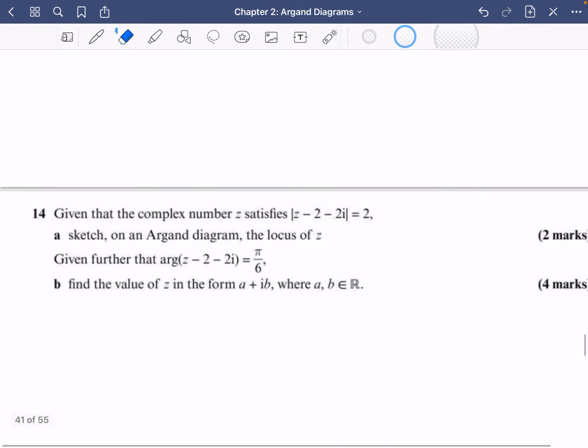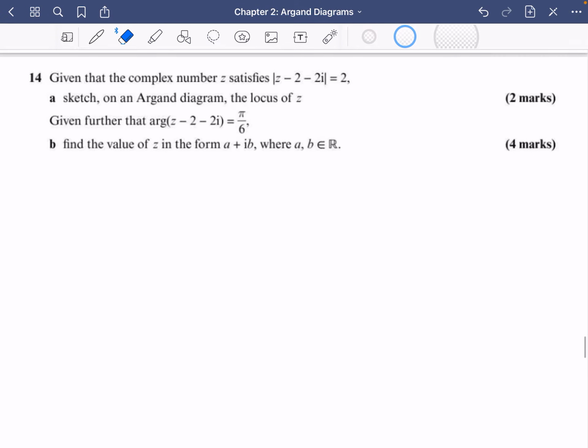Okay, let's try the next one, which is question 14. So they pretty much follow the same pattern here. You're going to sketch this, then you're going to sketch this, and then you're going to find out where they cross over. So to begin with, this one is going to be a circle. The center is going to be 2, 2, and the radius is going to be 2.